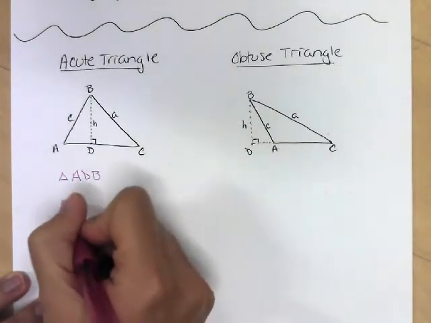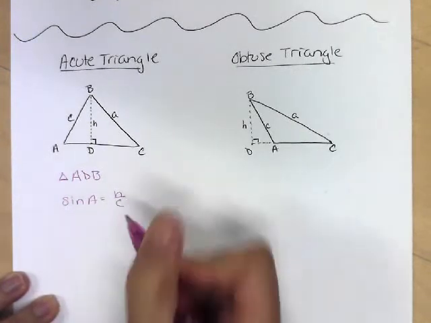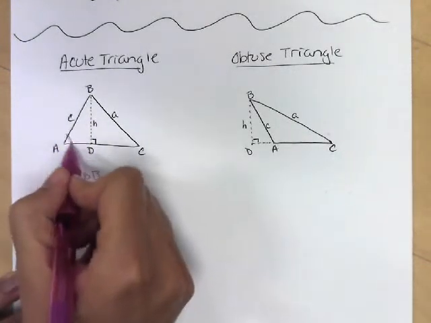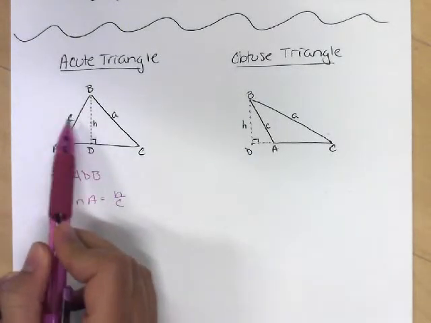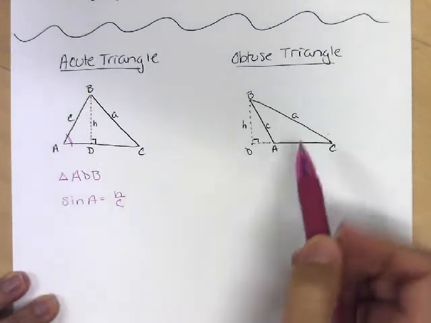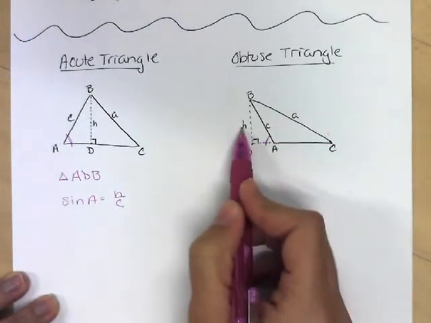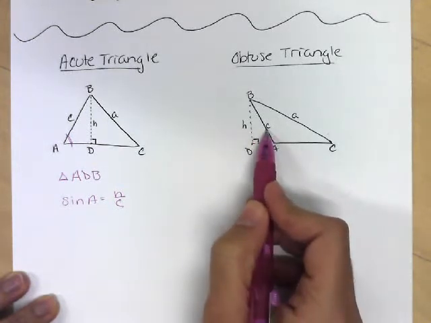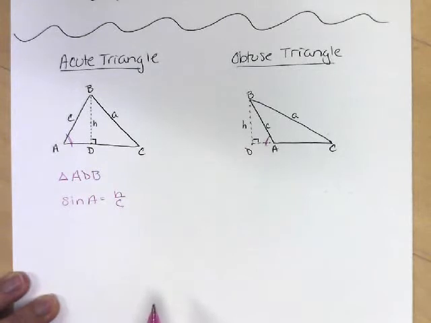Something I can say about those triangles is that sine of A equals H over C. Sine of A, sine is opposite over hypotenuse, H over C. And that holds true here as well. In this triangle, sine of A, opposite over hypotenuse, H over C. So this holds true for both triangles, the acute and the obtuse triangle.